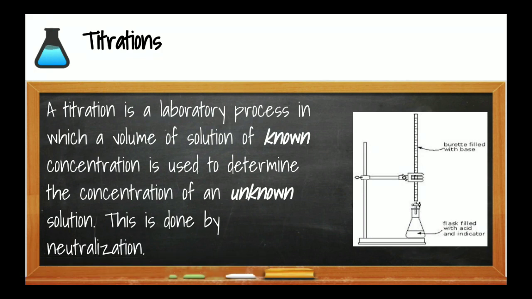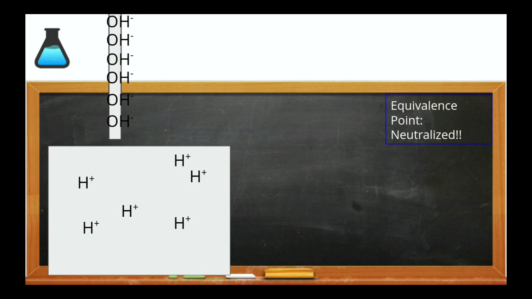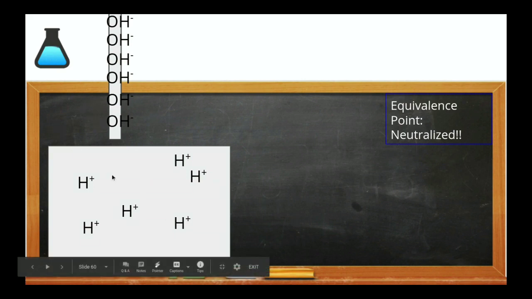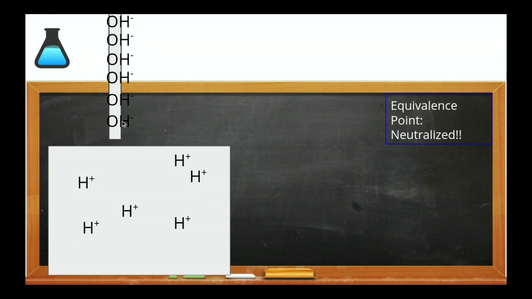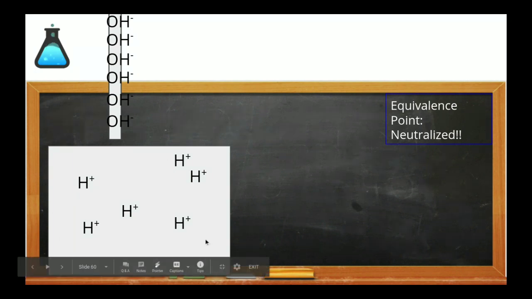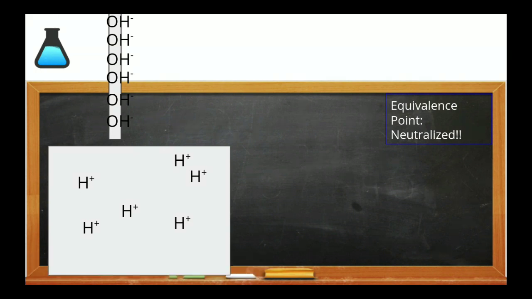So that sounds like a lot. Let's see if we can break it down. Here you can see an example where I have an acid of an unknown concentration, and I'm going to add base of a known concentration to it until it perfectly neutralizes the acid, so I can calculate how concentrated that acid was.